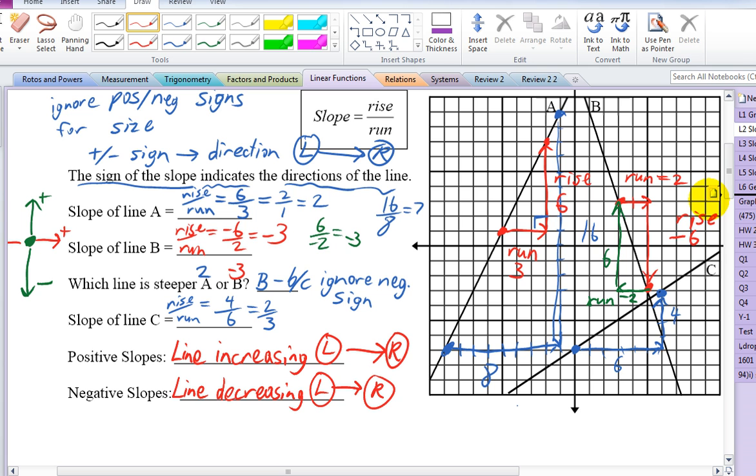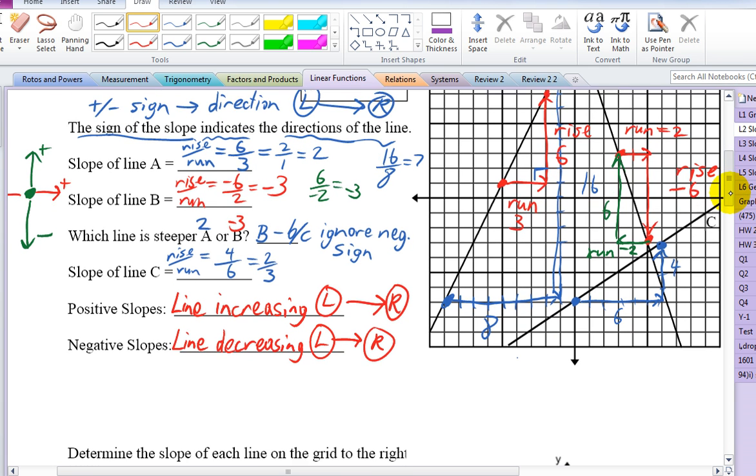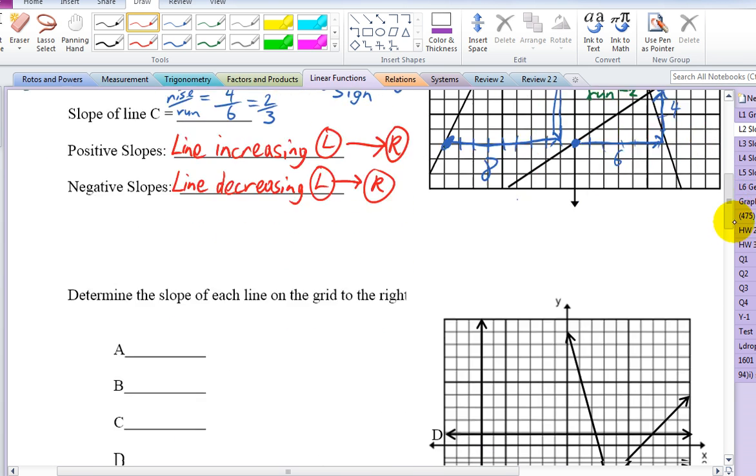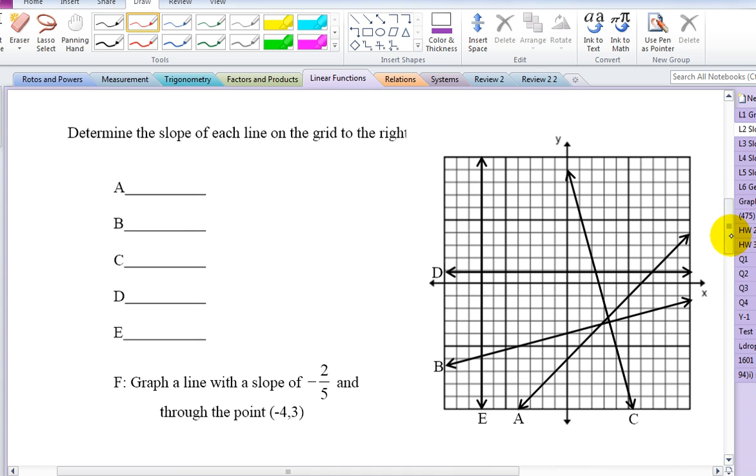Decreasing left to right. Okay. Good. All right, here we go. A little practice. Find the slope of the lines on this grid to the right. Go.